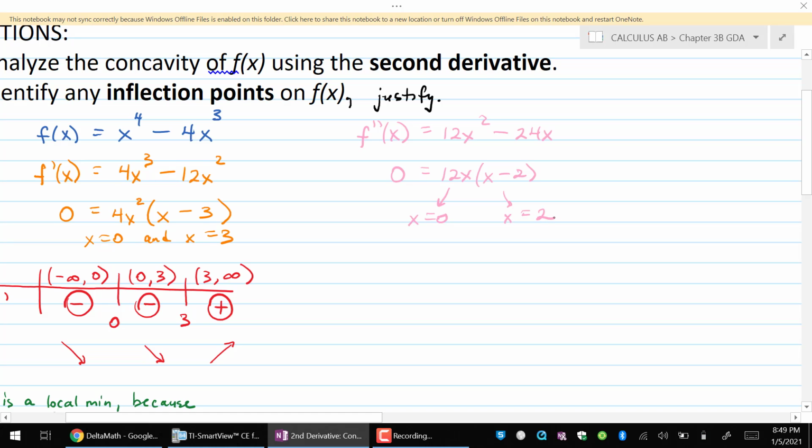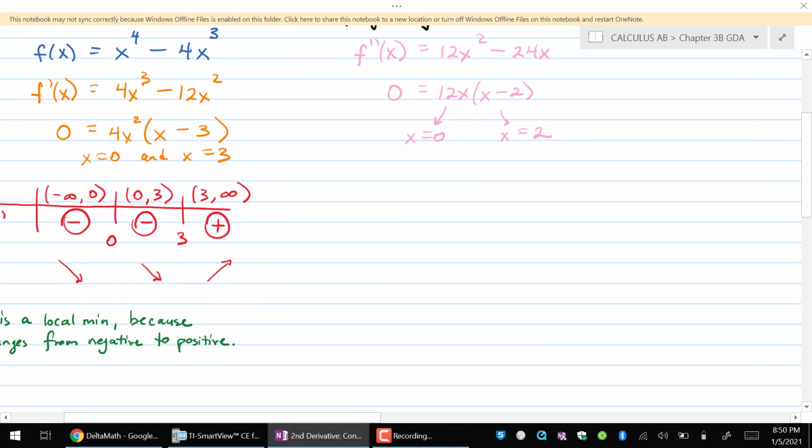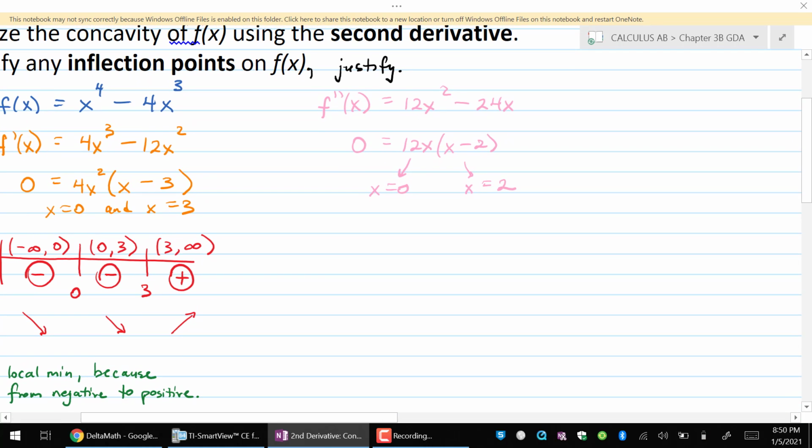Now, just because that's where f double prime equals 0, it does not necessarily mean that those are inflection points. I have to build a sign chart and determine that I have a true change in the sign of f double prime before I can make that claim. So I'm going to build another sign chart, only this time I'm going to build a second derivative sign chart using the values of 0 and 2, which are, I'll call those possible, these are possible inflection points. Not a guarantee yet.